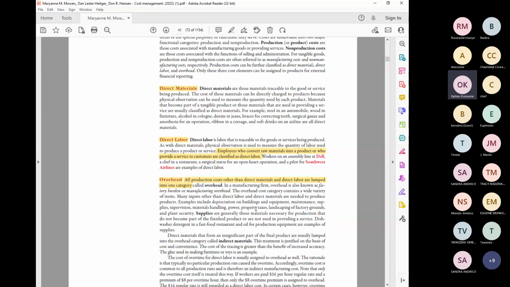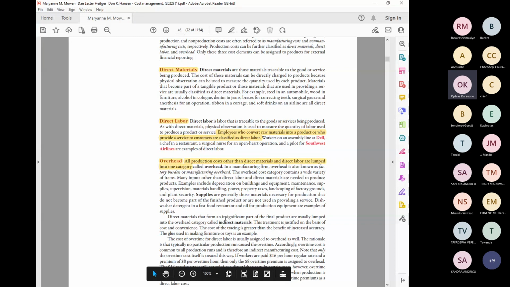Need lighting. There is maintenance. There are managers who manage this aeroplane. Supervision. There is tax and all those things. So depreciation on buildings and equipment, maintenance, supply, supervision, materials handling are some of the overheads. So we need to understand that.